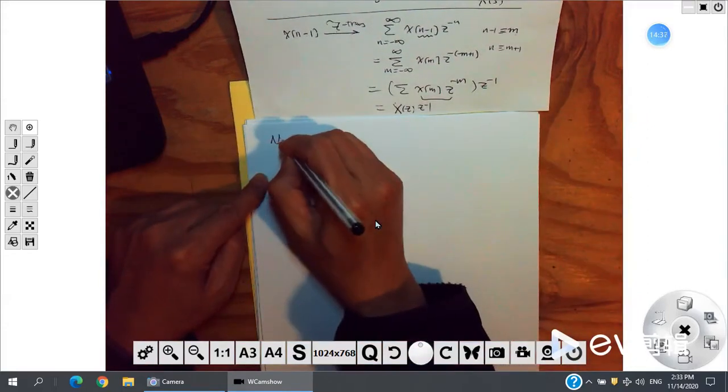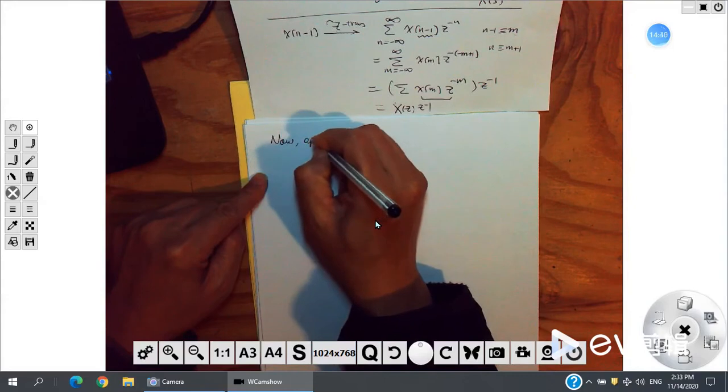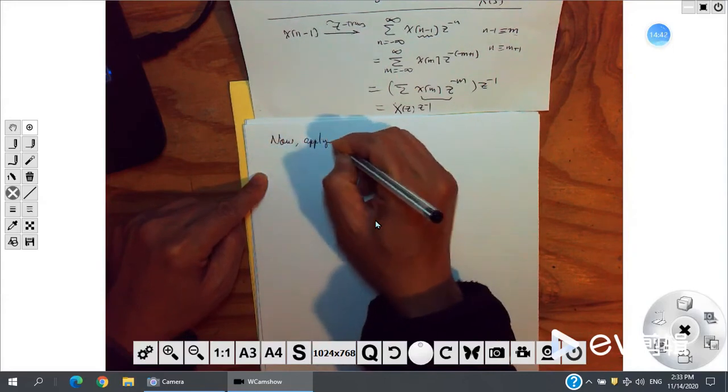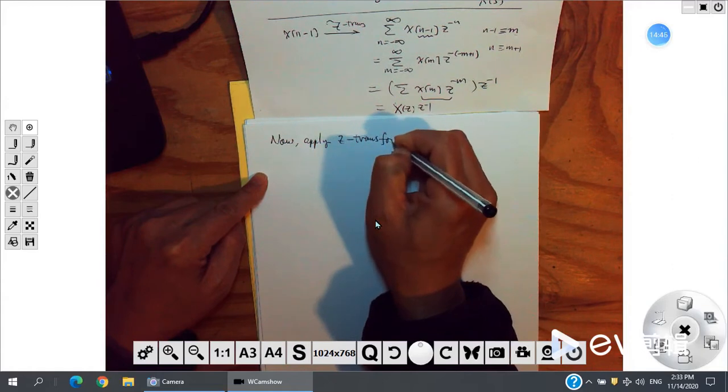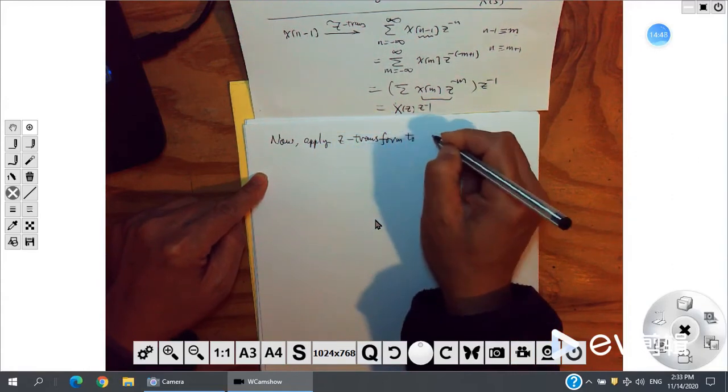Now apply the Z transform to equation 1.